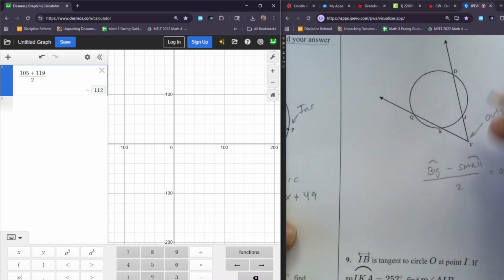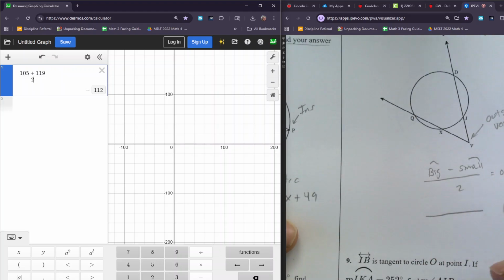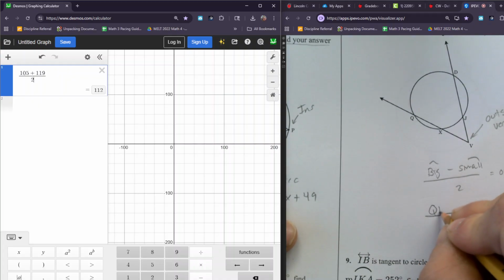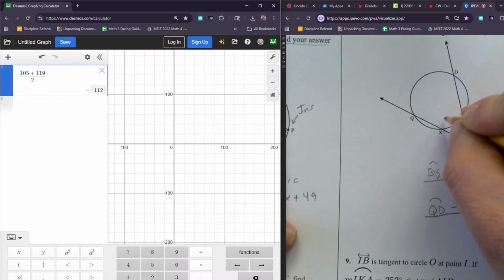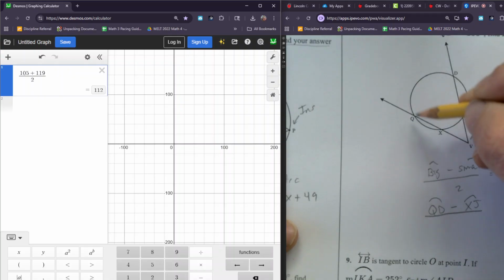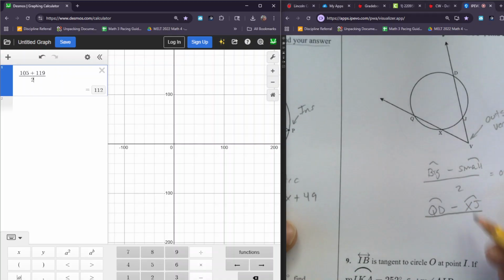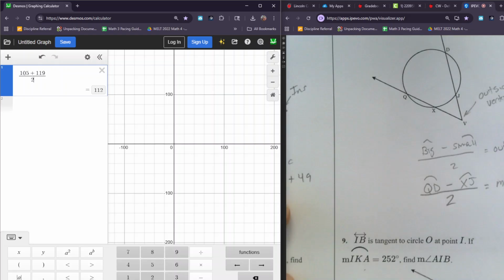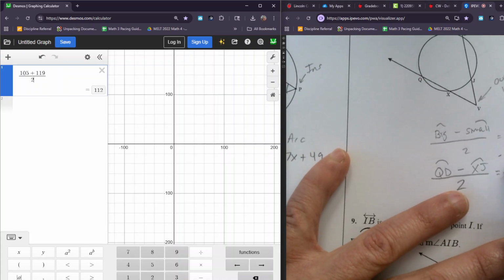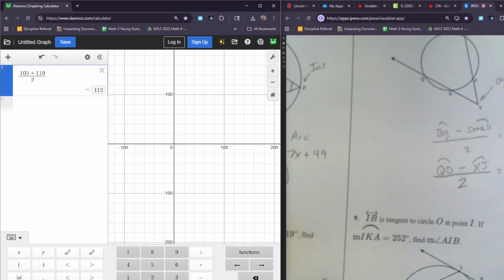Now, if we set this up, I think it'd help you. I like to see this on the test. It's going to be arc QD minus arc XJ, because these arcs out here are irrelevant. You don't care about those as far as this goes. And then divided by 2 is equal to the measure of angle V.